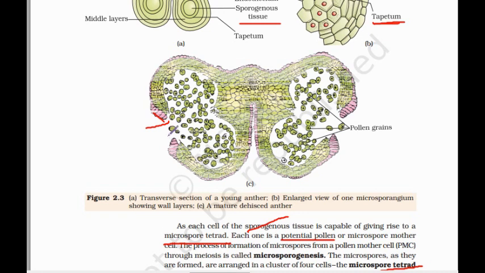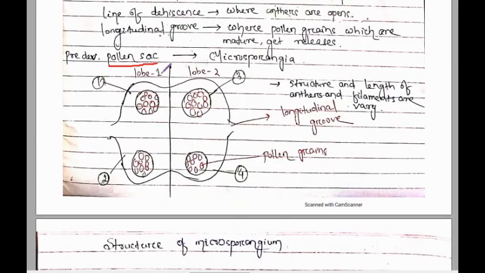This is also known as longitudinal groove. Look at this. These two are the longitudinal grooves where, after the pollen are formed, the pollen grains get released on these two sides, not on this side. That's why this is known as longitudinal groove or line of dehiscence. This is the line of dehiscence where the anthers open.